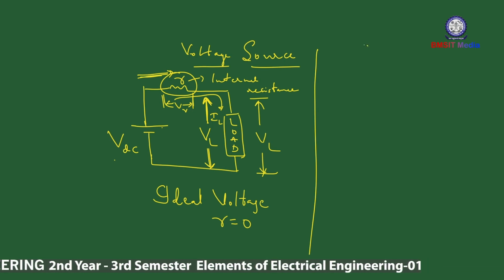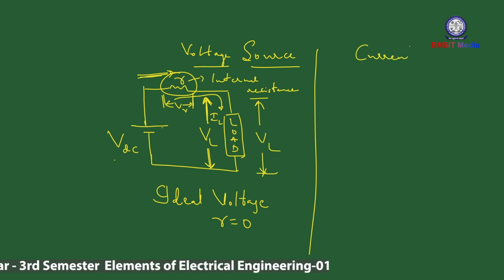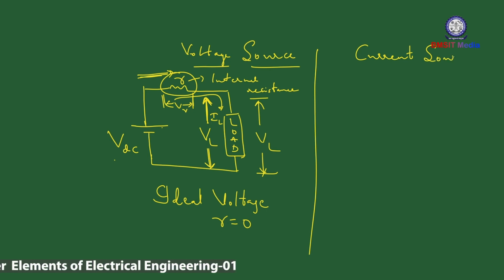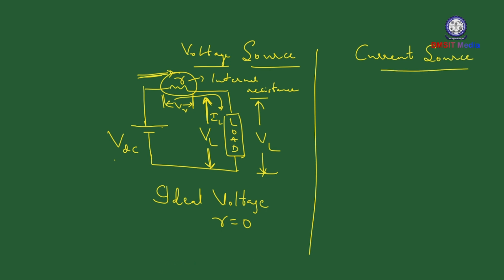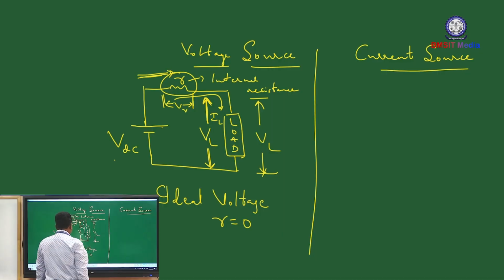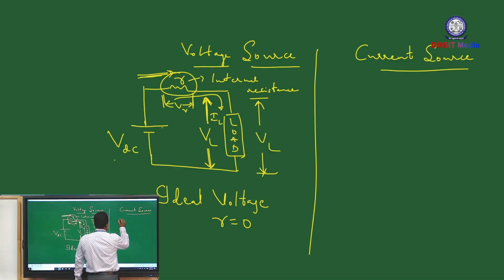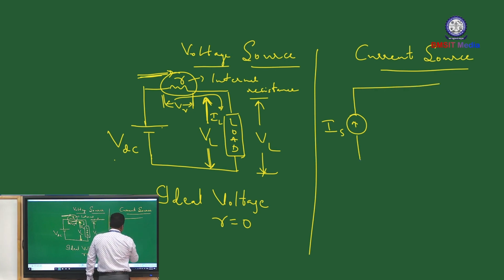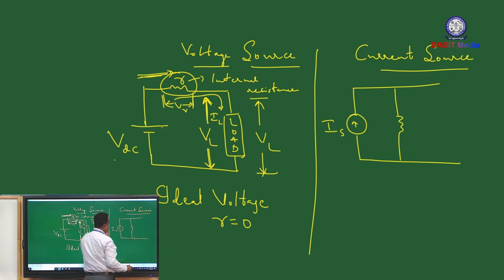Now coming to the current source. I hope it is clear what an ideal voltage source and a practical voltage source are. The current source is represented like this. For a current source, the internal resistance is always connected across the source. This is the internal resistance, and this is the load.